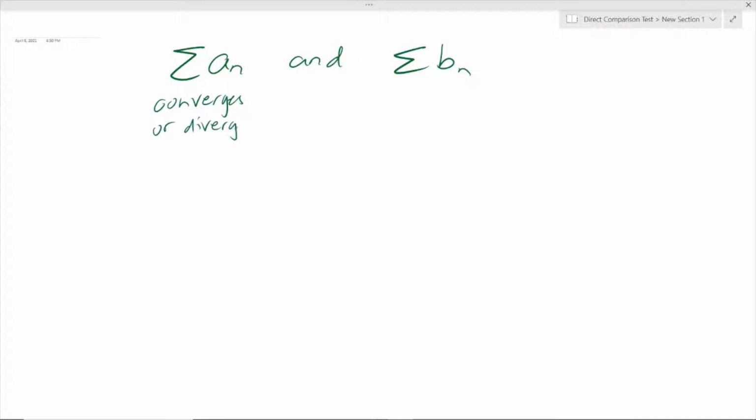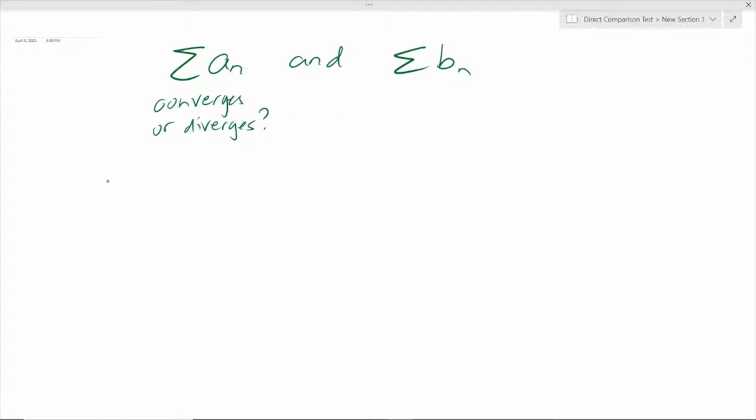Today we are going to talk about the direct comparison test. The direct comparison test looks at two series, AN and BN. AN is the series that we're trying to find out whether it's convergent or divergent. So we don't know if AN converges or diverges. We don't know. So this is our question mark. And so we are going to base it on BN then. We're going to compare the series AN with BN.